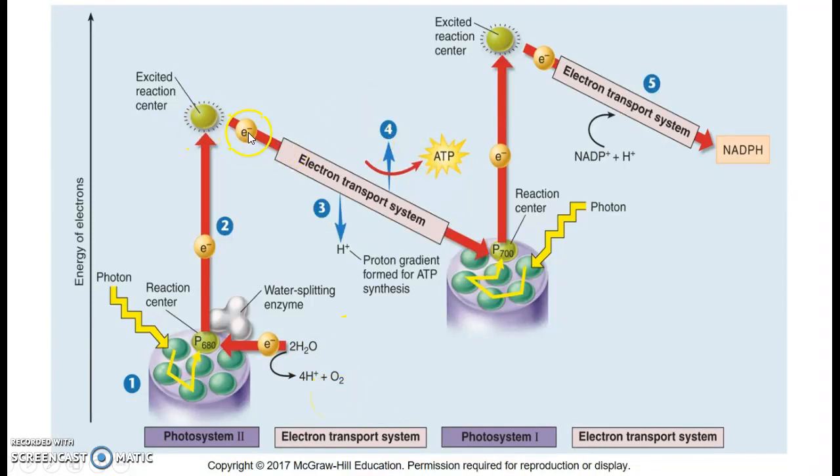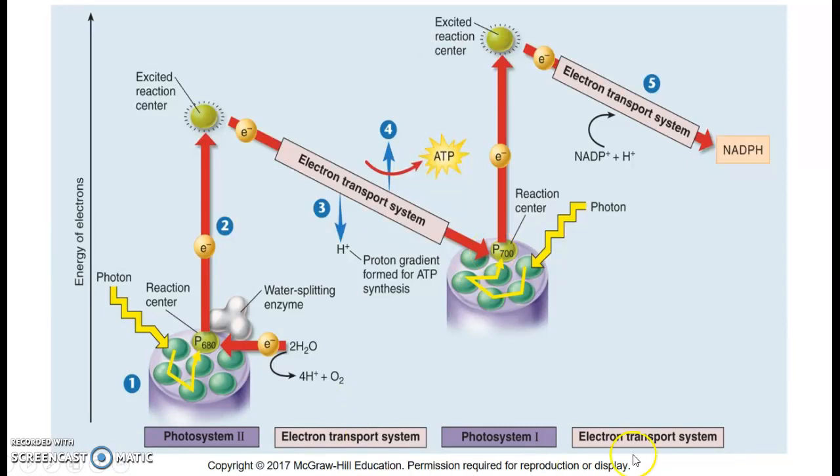And so when the electron for the electron transport chain for photosystem 2 gets to the final electron acceptor, that electron actually is what replaces the lost electron from photosystem 1.